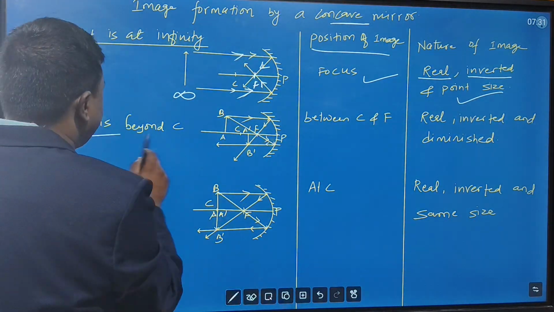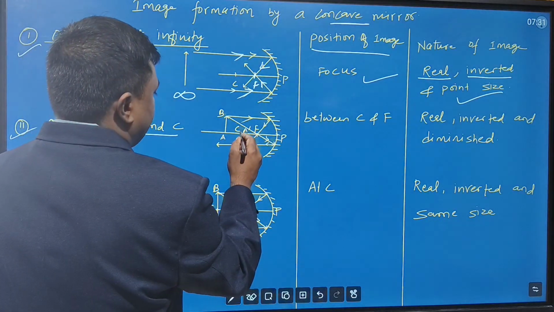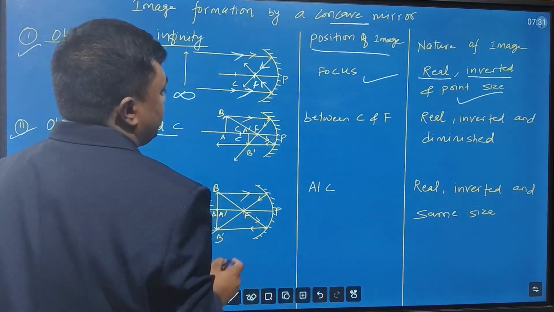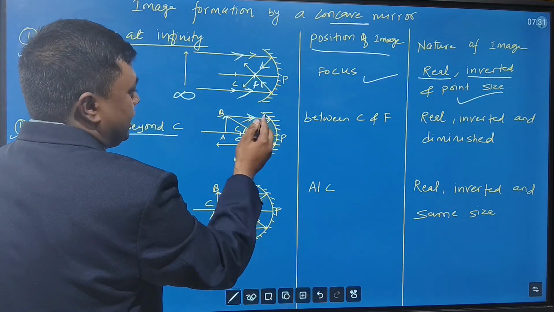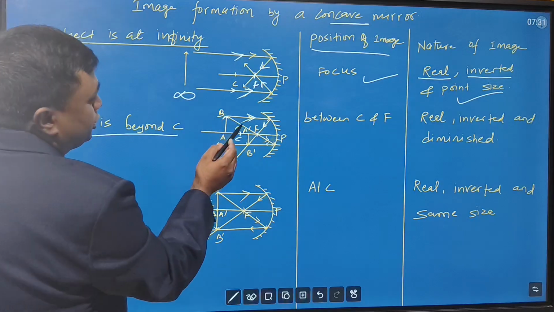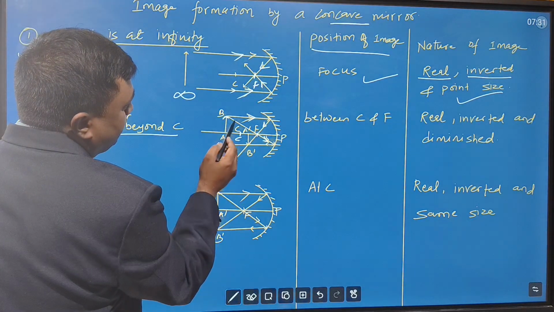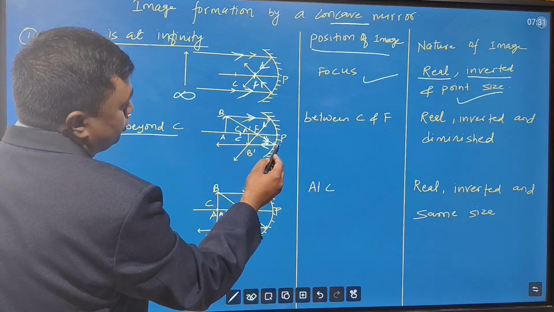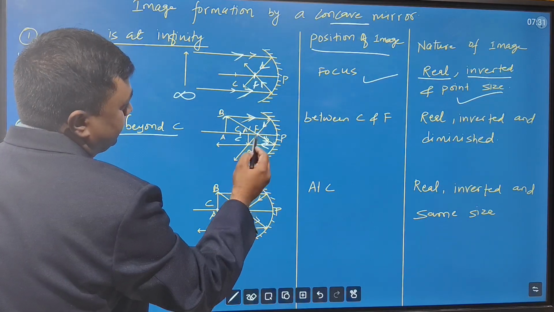Next case, when the object is beyond C. Okay, this is the center of curvature. So here the object is beyond C. AB is the object. So one light ray you take parallel, it will pass through focus. Yes or no? This is the focus, it will pass through focus. Next you pass through the focus. Okay, this light ray is passing through focus. After reflection, what will happen? It will become parallel. So you can see this light ray and this light ray are meeting here.